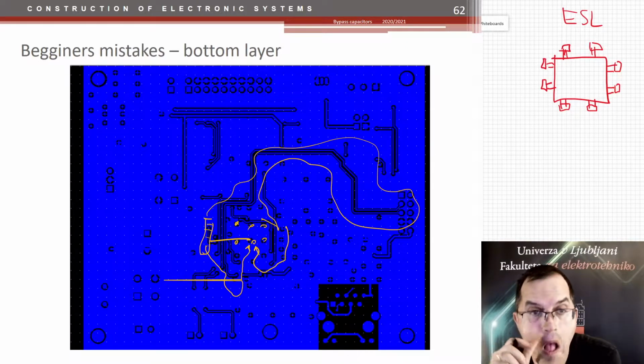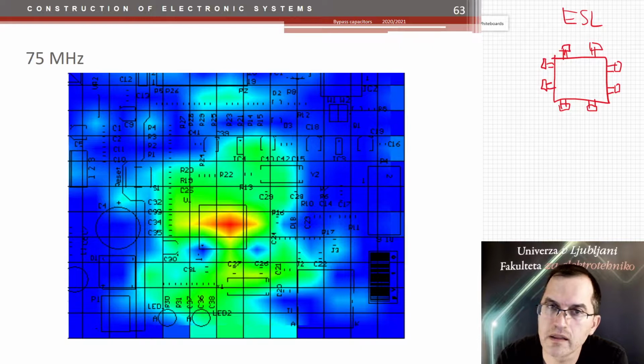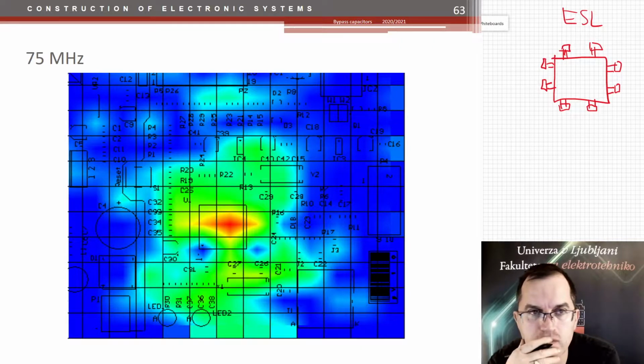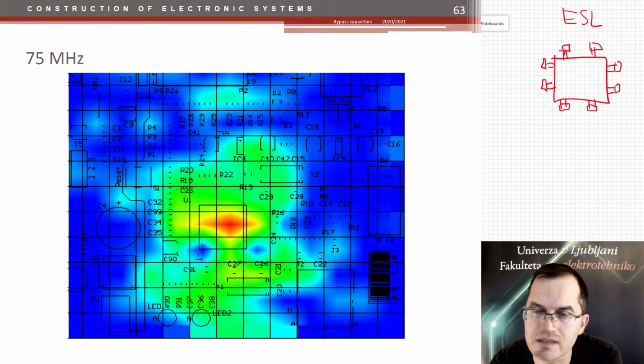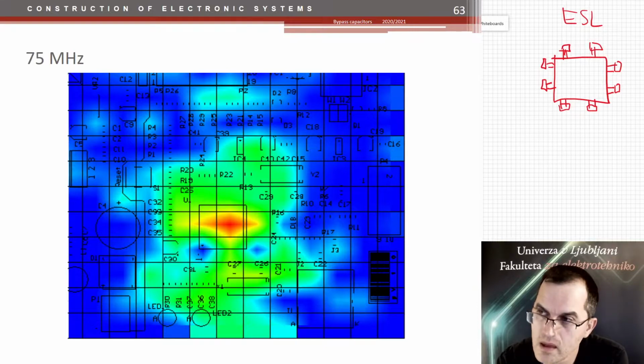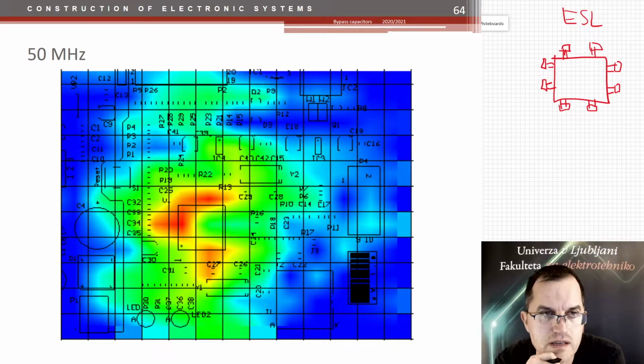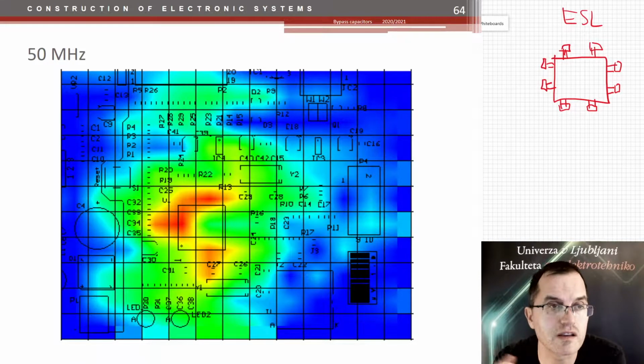So the circuit actually worked, but not very well. This is the measured near field magnetic field because of these capacitors. The current loops were large and they were also radiating a lot.